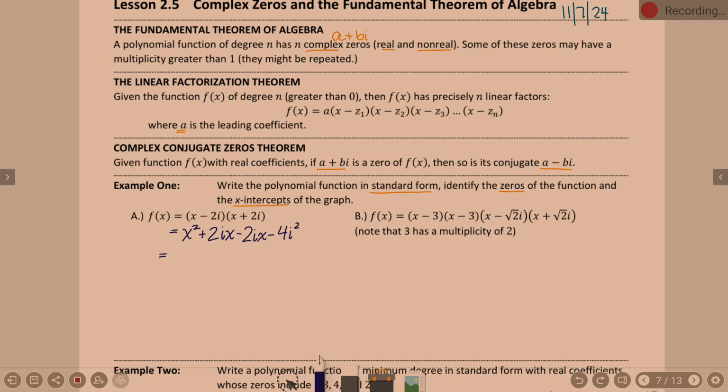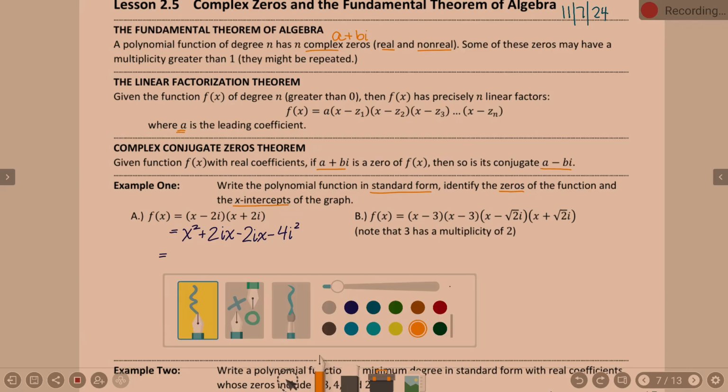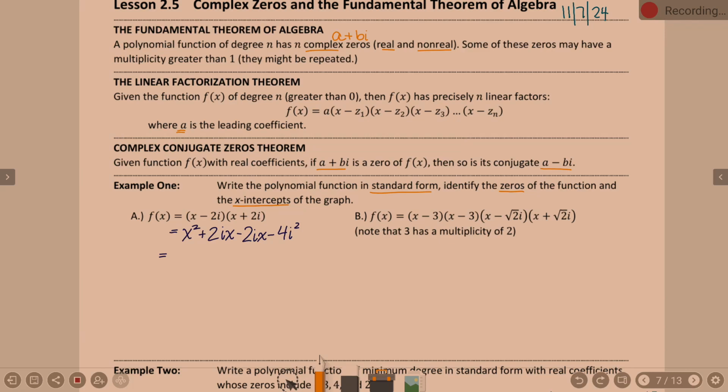What do you notice as we go to clean this up? These were conjugates, weren't they? x minus 2i, x plus 2i. Your middle terms cancel, the 2ix's cancel. What about minus 4i squared? What do we need to remember here? It becomes plus 4.